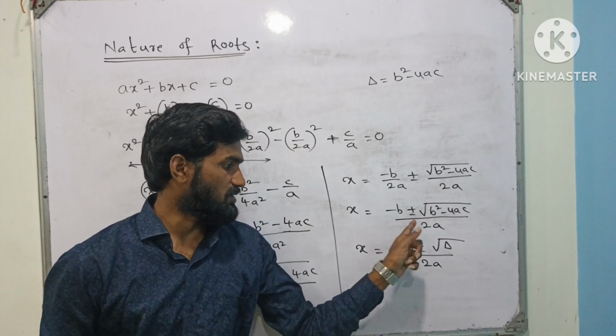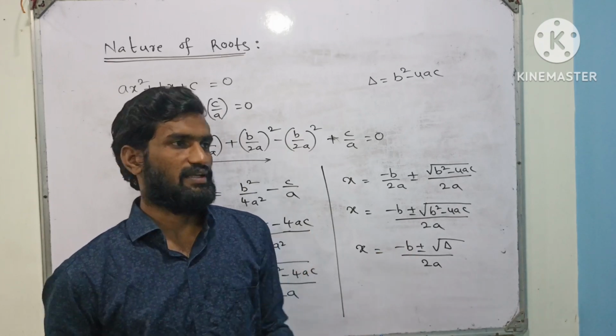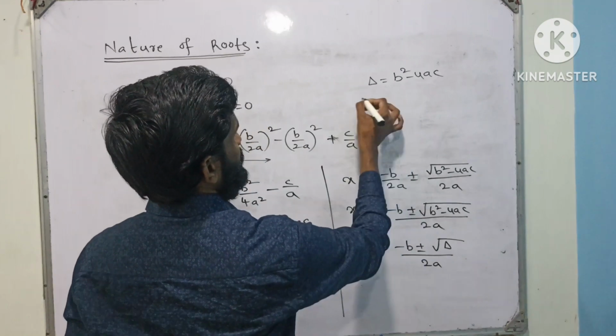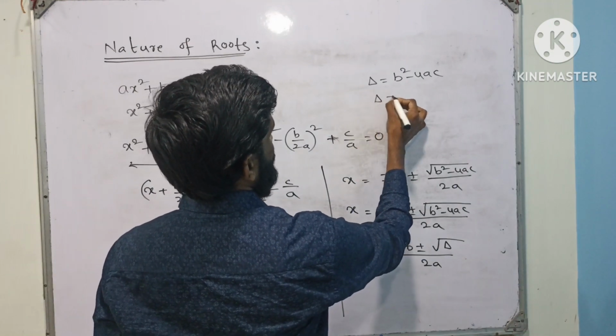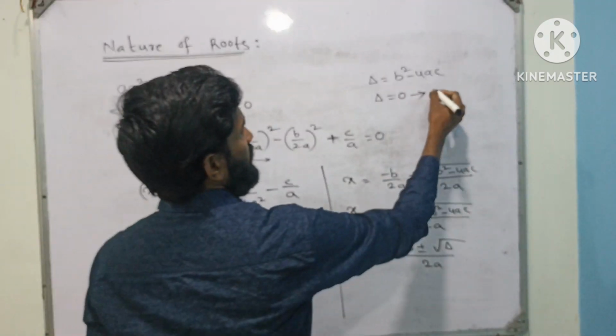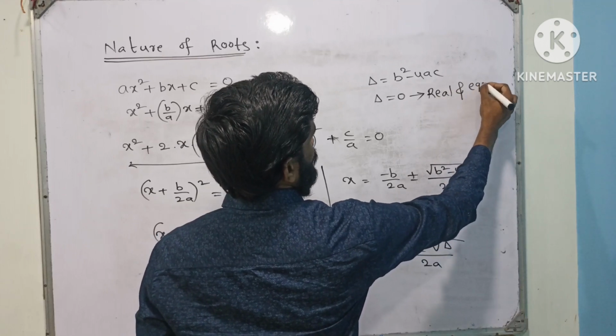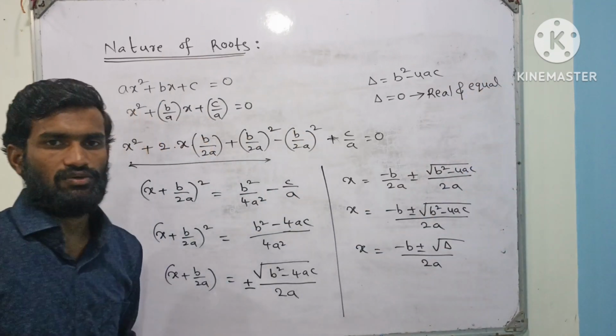That is minus b by 2a. Both are real and equal, we will get. If discriminant is equal to 0, what we will get? Roots are real and equal.